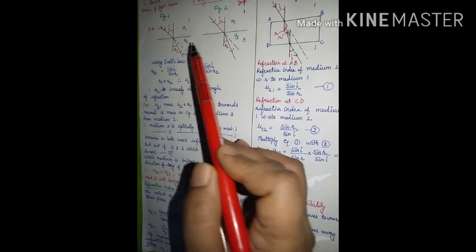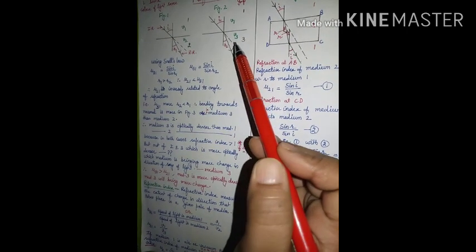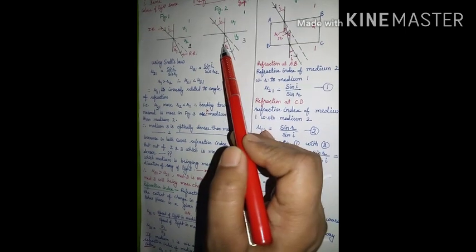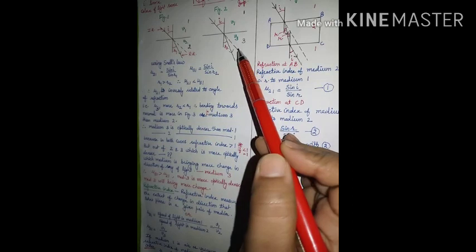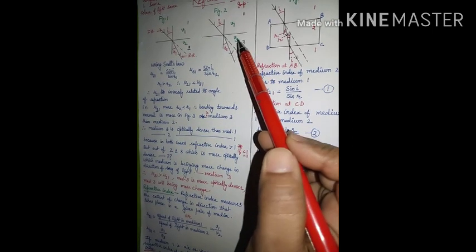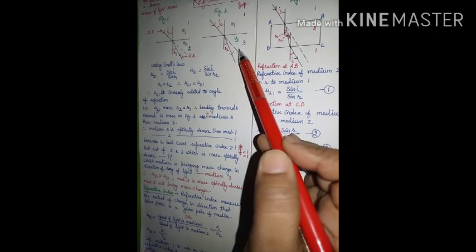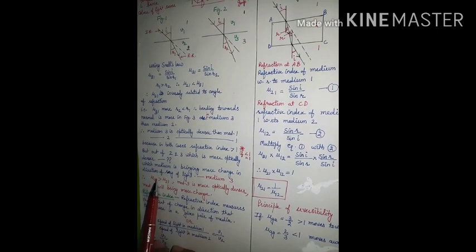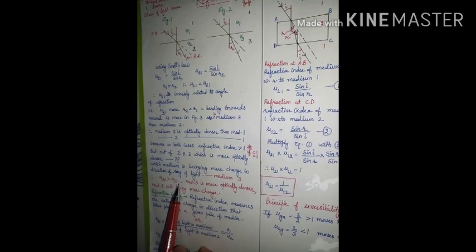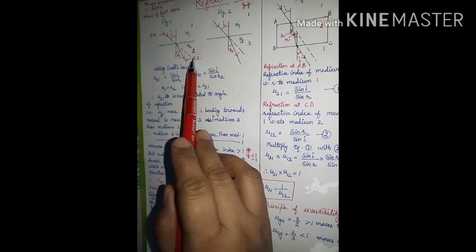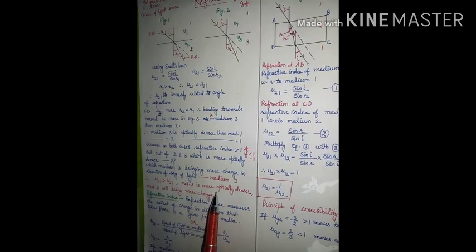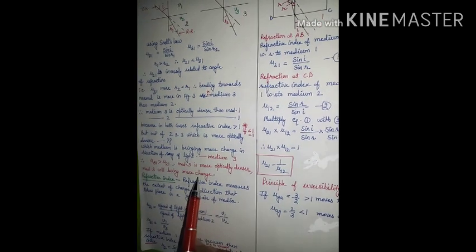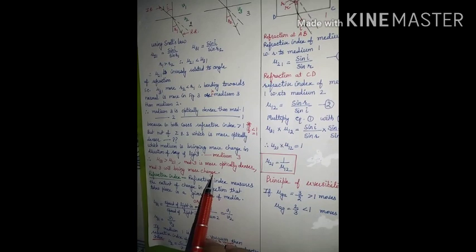It means which medium is optically denser, we can decide by which has more capability of bending the ray of light towards the normal, or whose refractive index is more. That medium will be more optically dense. It means mu31 is greater than mu21. So if we compare medium 2 and medium 3, medium 3 is more optically dense because medium 3 will bring more change in the path of the ray of light.